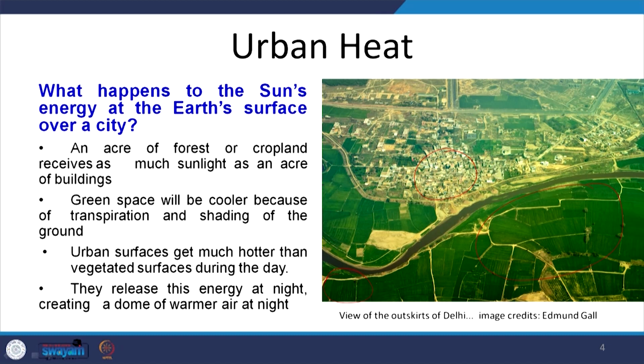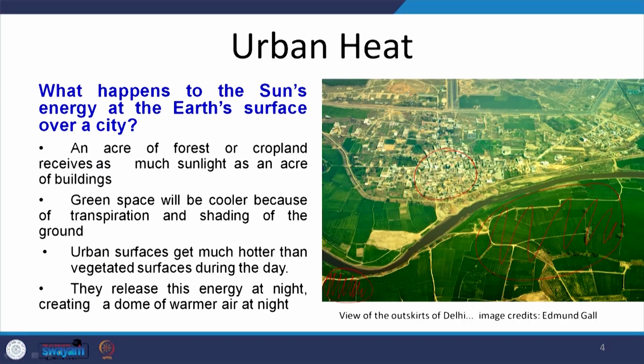So when the sun falls in this vegetated area, agricultural field or a forest, this heat, this solar radiation will be absorbed by the plants for their processes like photosynthesis and transpiration, and it also shades the ground. So the sunlight is not reaching the ground for most part of the year.